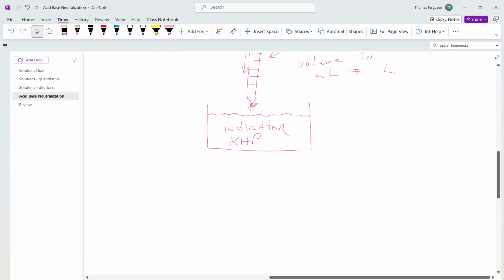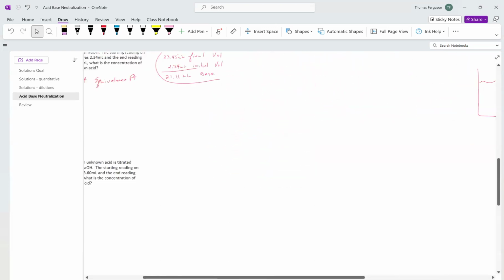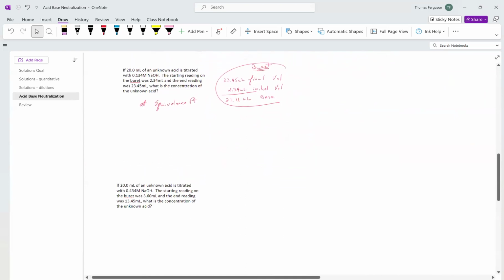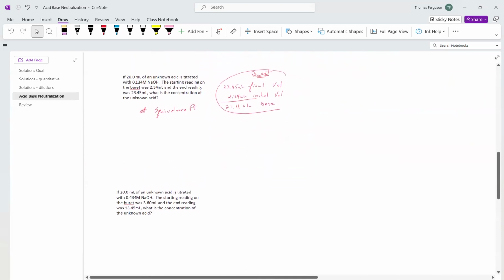Okay, so let's look at typically what a problem would look like. In this problem here, we have an unknown acid concentration instead of an unknown base. So you can calculate the base or the acid, it just depends on the problem. The first lab, lab 15, is finding the concentration of the sodium hydroxide. The second lab is finding the concentration of an acid. In this case, it's going to be vitamin C or citric acid.